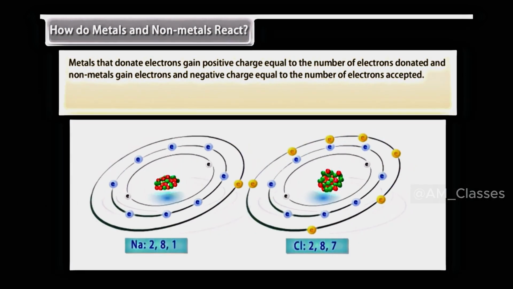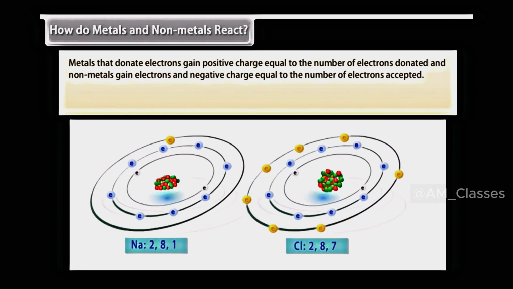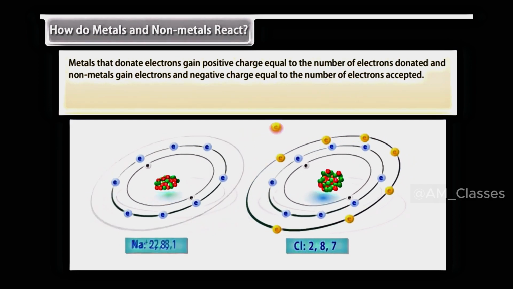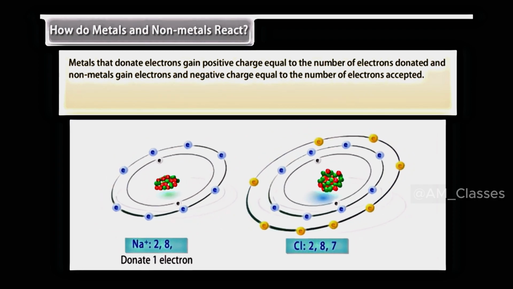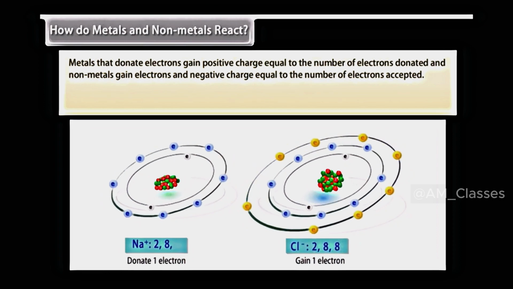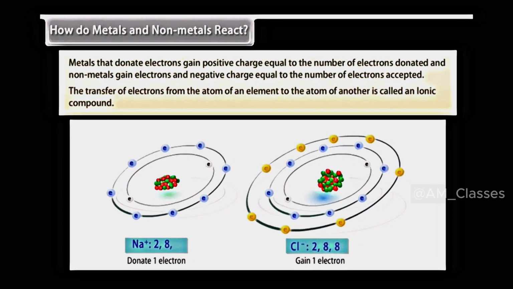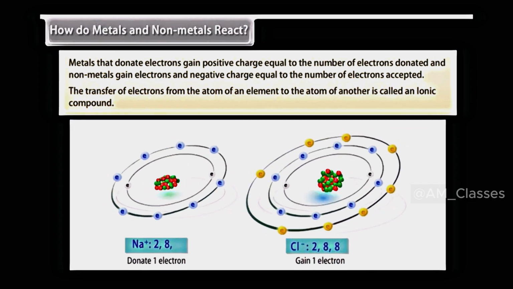When a metal atom donates 1, 2, or 3 electrons from its valence shell to another non-metal atom that has the ability to accept these electrons, it is known as electrovalency. As a result of this, both these atoms form the structure of an inert gas. The transfer of electrons from the atom of an element to the atom of another forms an ionic compound.